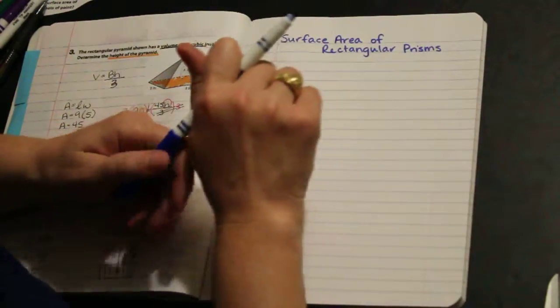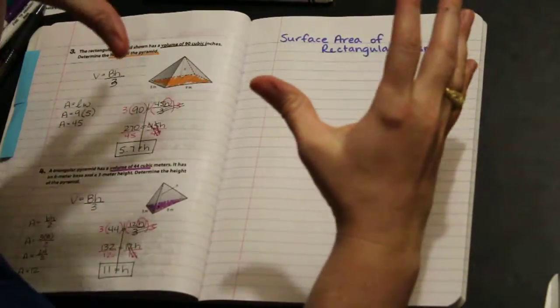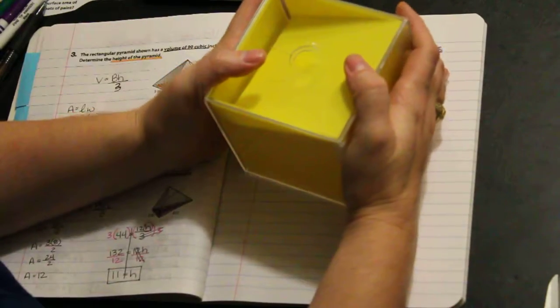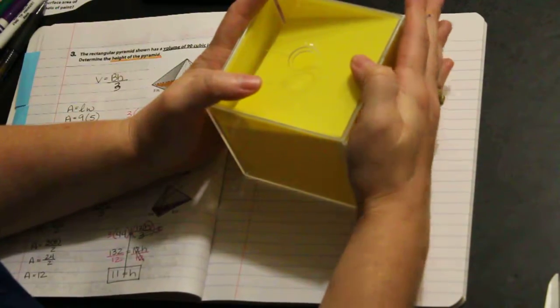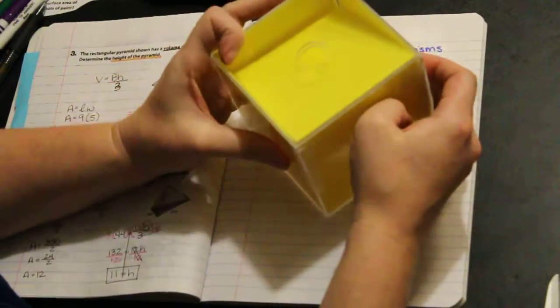Okay, we've been talking about volume, which is the amount of room that a shape takes up. So like how much space this cube takes up, that's its volume. The surface area is like if I wanted to paint the box, how much paint would I need to use?